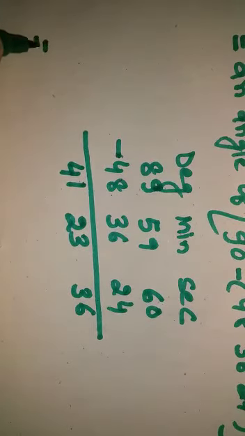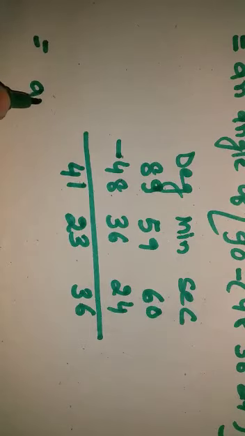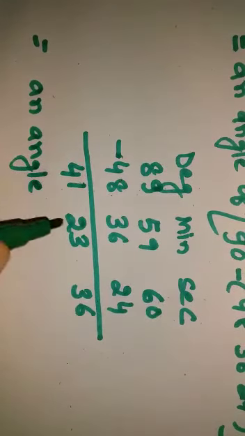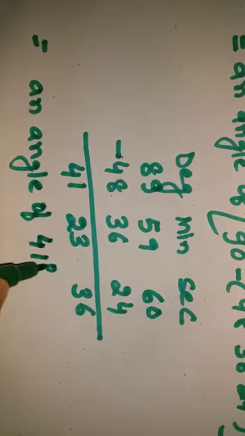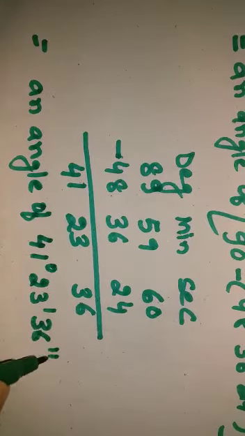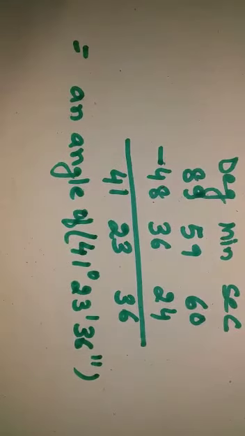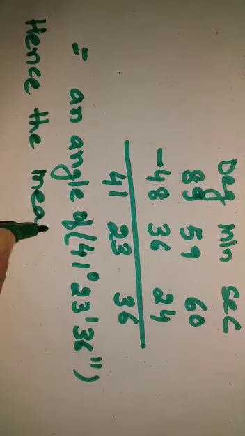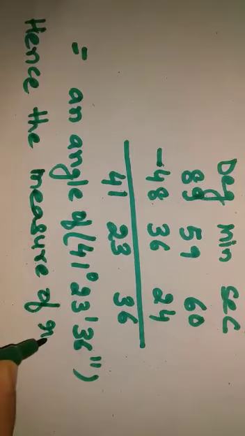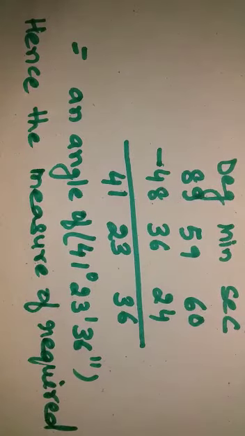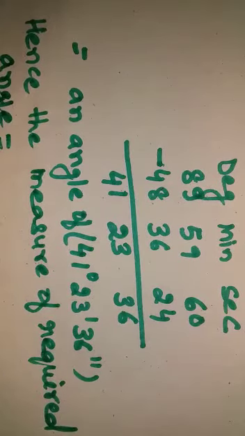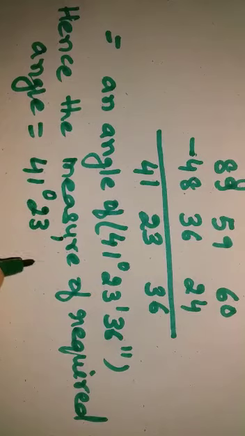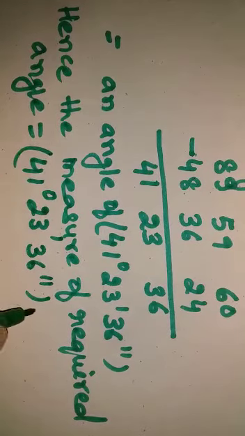So here we can write an angle of 90 degree minus this one, an angle of 41 degree 23 minute and 36 second. Hence the measure of the required angle is equal to 41 degree 23 minute and 36 second.